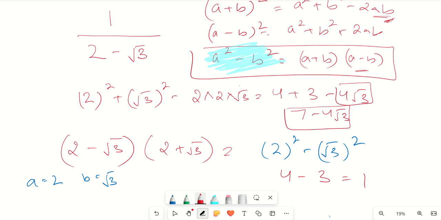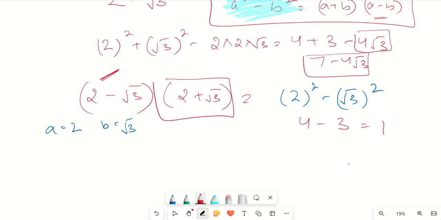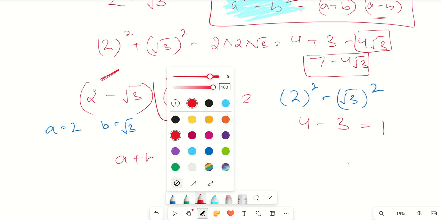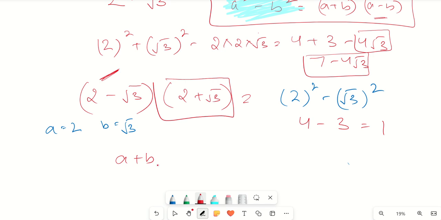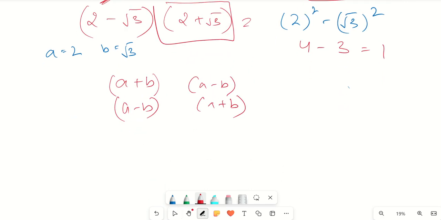So if I multiply it with 2 plus root 3, my denominator will become rational. So this term, 2 plus root 3, is called the rationalizing factor for 2 minus root 3. So whenever a and b are in roots, for a plus b, a minus b is my rationalizing factor, and for a minus b, a plus b is the rationalizing factor.